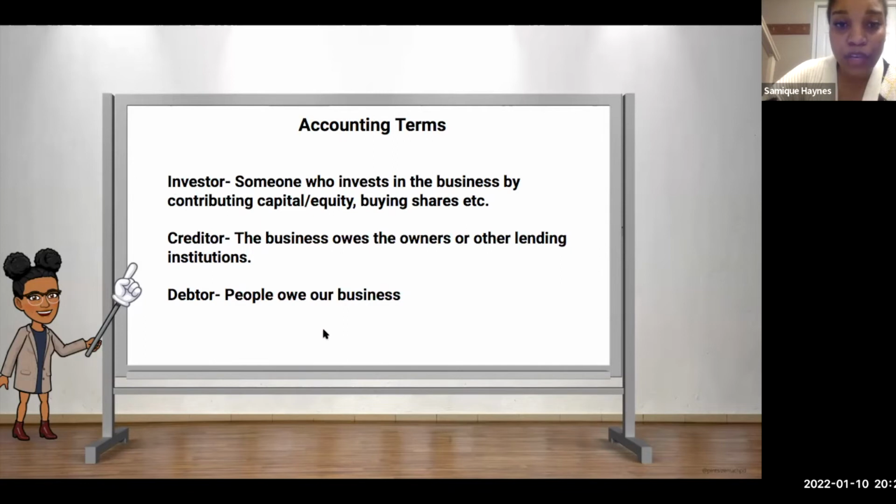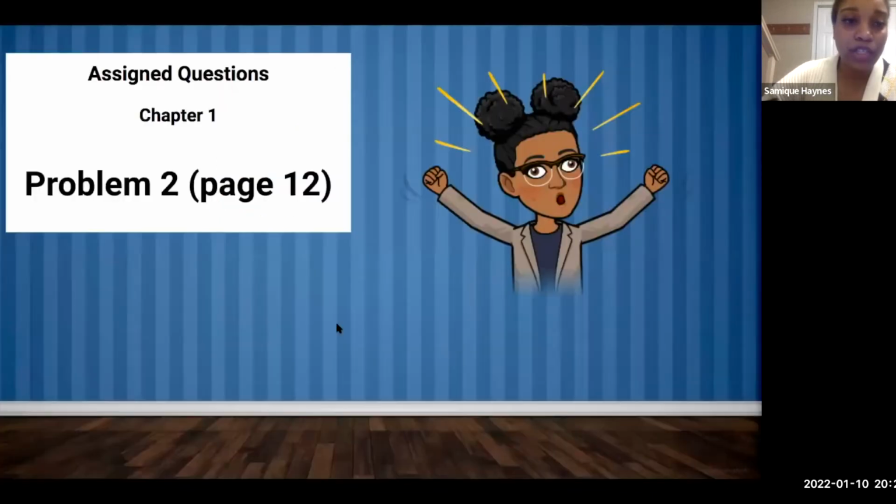An investor, we all should know what an investor is. Many of us are right now investing in Bitcoins and stocks and all these different things. Someone who invests in the business by contributing capital or equity, buying shares, etc. A creditor this time, the business owes the owners or other lending institutions. And a debtor, people owe our business. So for creditors, we owe, and for debtors, they owe us, okay? Just keep those definitions in mind.